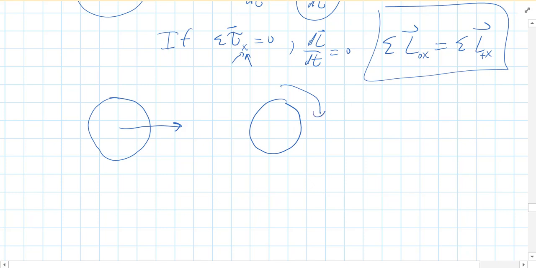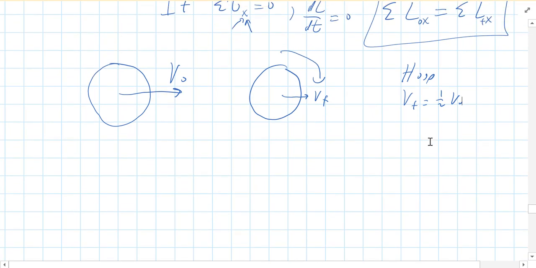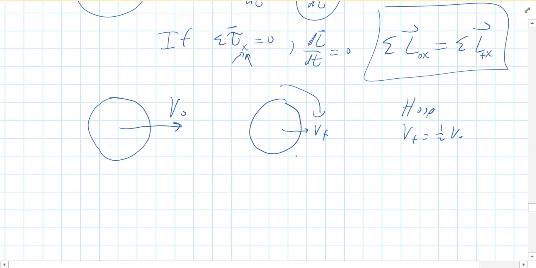Now, in that previous example that we did, we had a v naught, and then when it's rolling, it had a v final. And we calculated what v final is in terms of v naught. Now, if this is a hoop, the answer that we got was v final is 1/2 of v naught. You might recall that that was quite a lengthy problem to solve. Well, it turns out that there's a much, much easier way to solve for that final velocity in terms of the initial velocity, and that's using conservation of angular momentum.